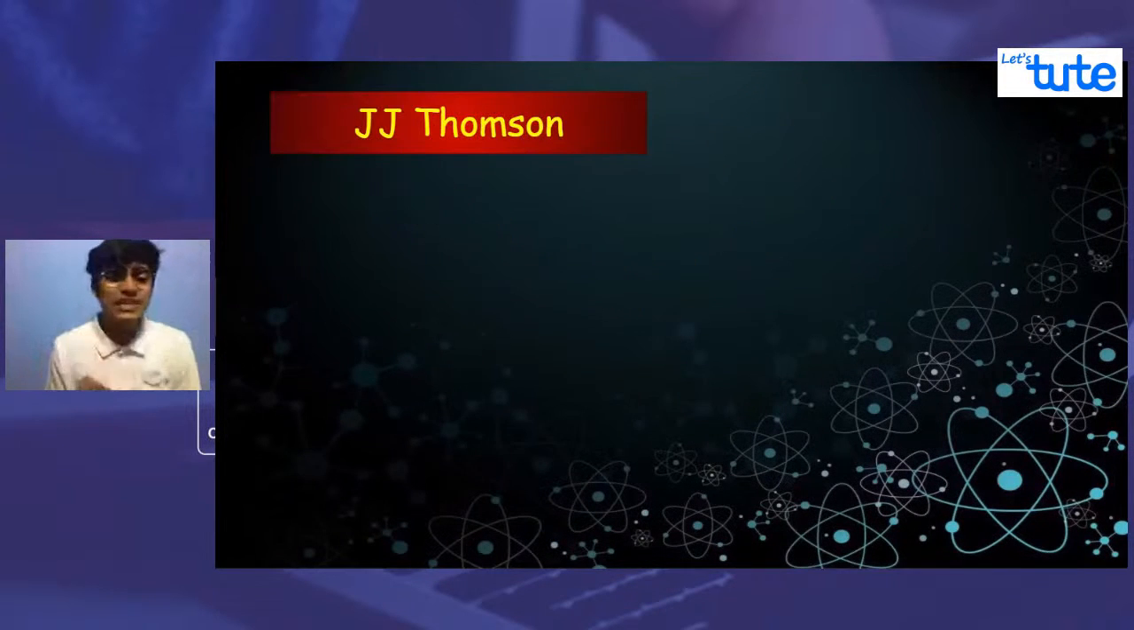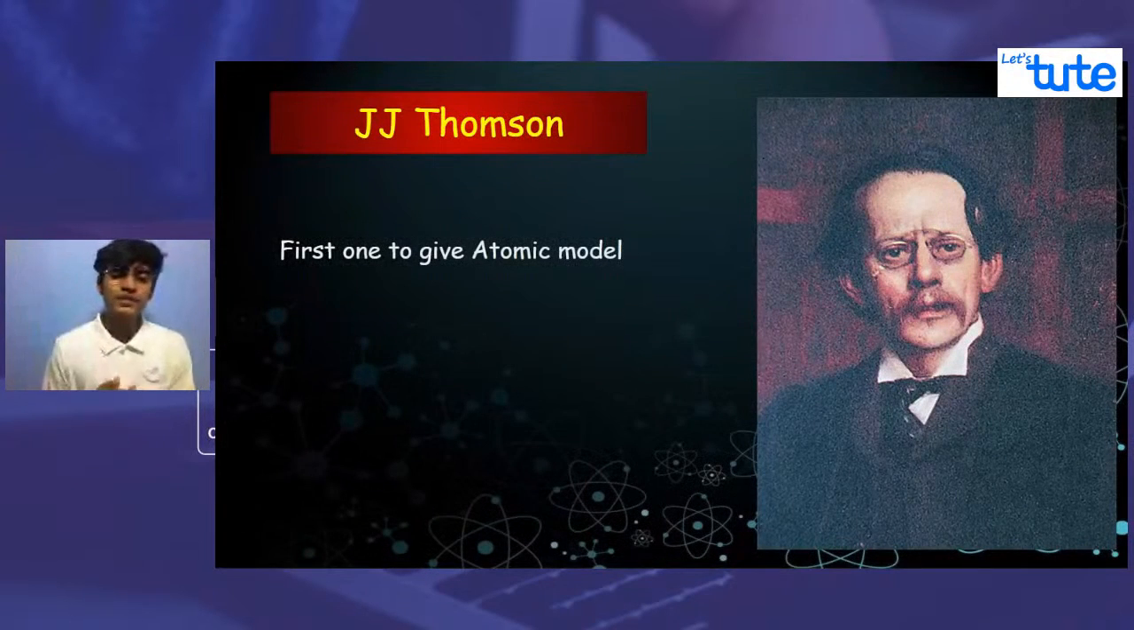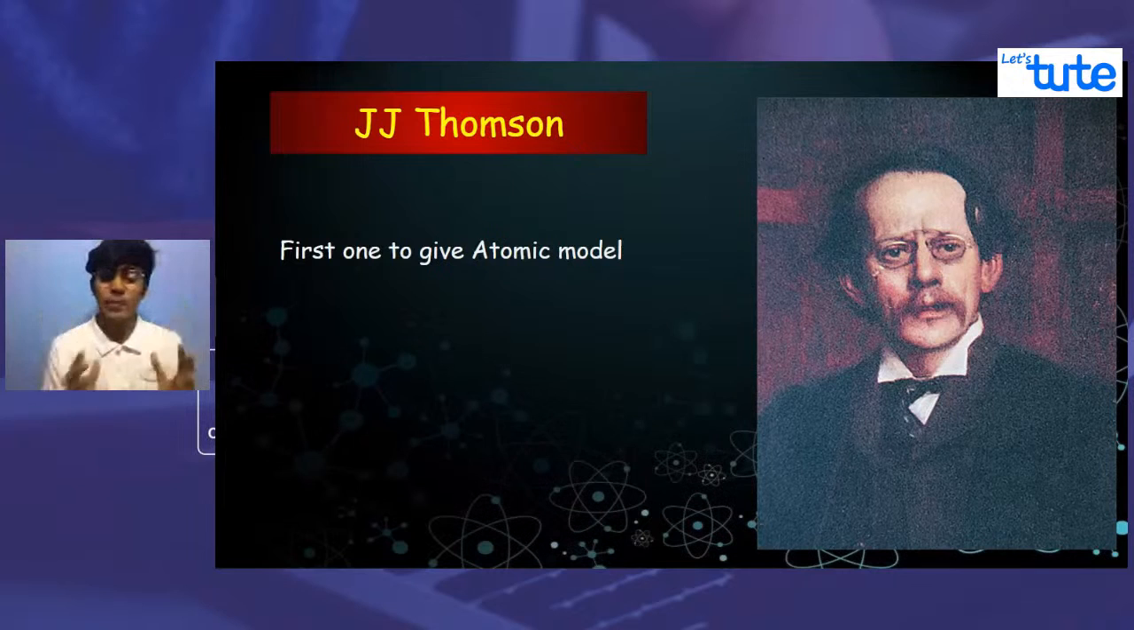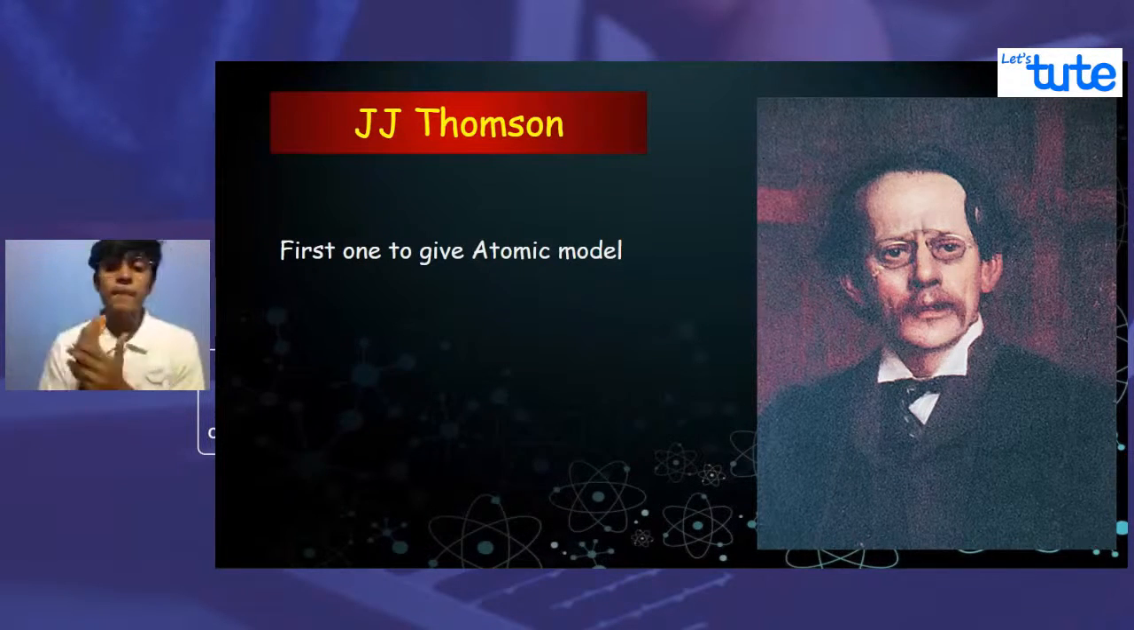The first scientist, J.J. Thomson, gave a model. So this is J.J. Thomson. He was the first one to give an atomic model. What is an atomic model? It is simply something which defines the structure of the atom. So J.J. Thomson was the first one to give the atomic model.